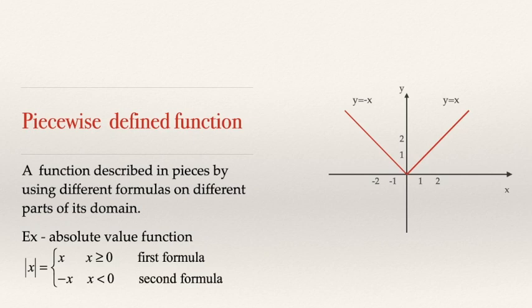Here in the figure we can see when x equals 2, the value of mod x is 2. Again, when x equals minus 2, the value of mod x is 2. So from the graph we can see the domain of mod x is all real numbers. And what about range? We know range is the output of the machine. Here from the graph we can see range is from 0 to infinity.